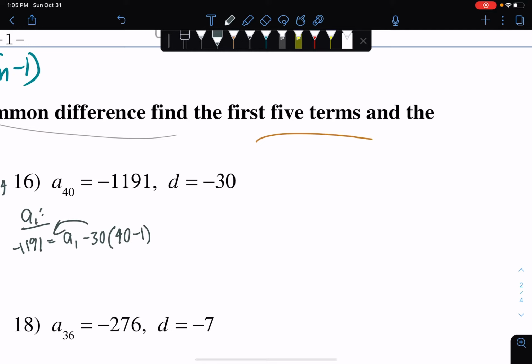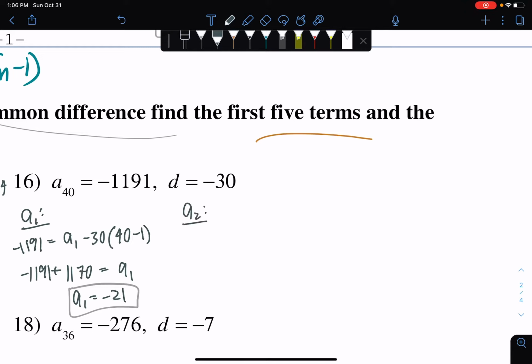Transpose to the other side, 1191 plus 1170 is equal to a sub 1. A sub 1 is equal to negative 21. Alright, let's find the explicit formula first. We'll find a sub 2 later.